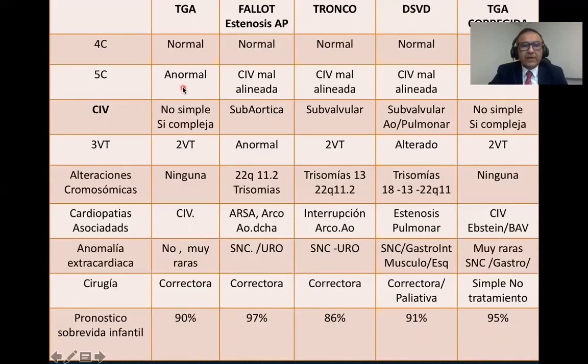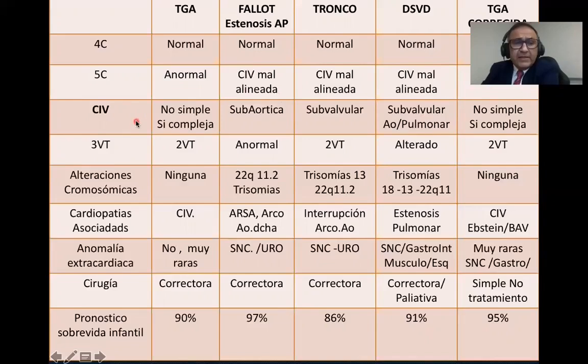The 5-chamber view will be abnormal in transposition of the great arteries and in Tetralogy of Fallot. In Truncus Arteriosus, there will be a malaligned VSD, and in double outlet, there will be a malaligned communication. Also, in transposition of the great arteries, the 5-chamber view is abnormal.